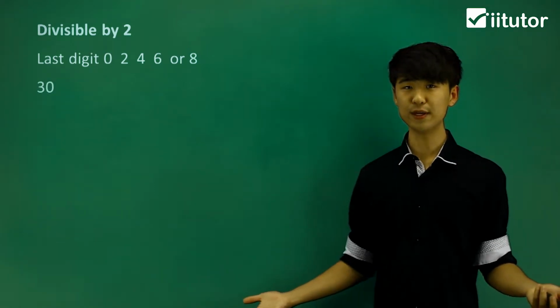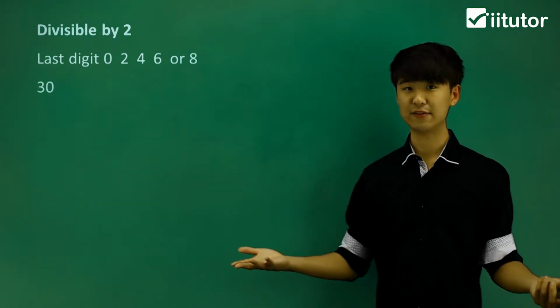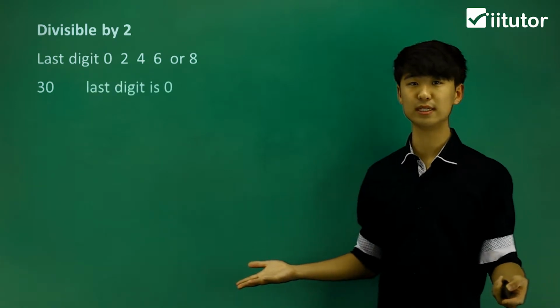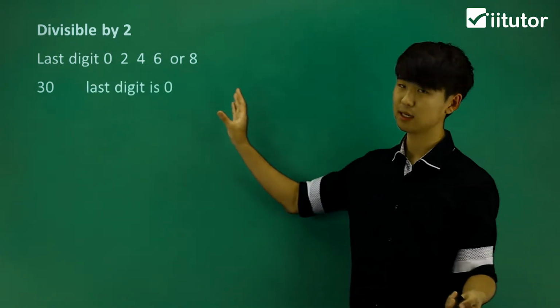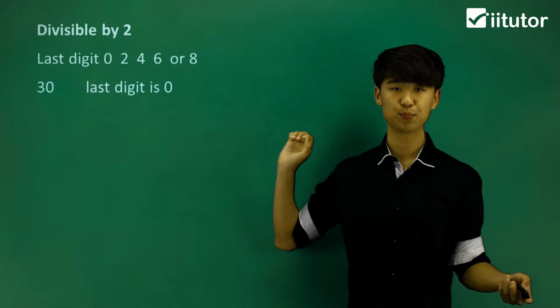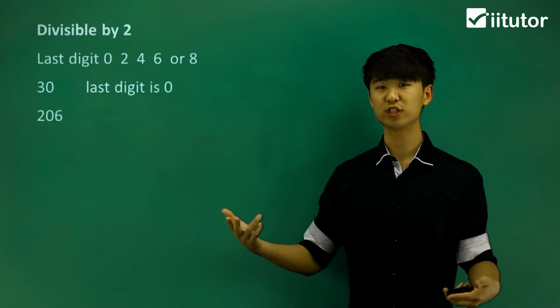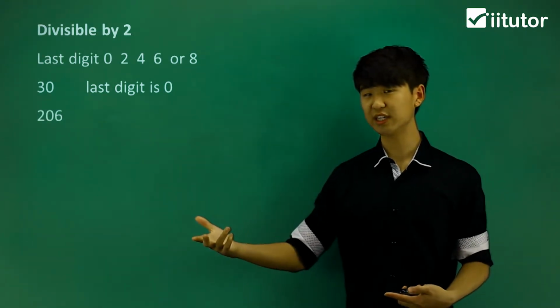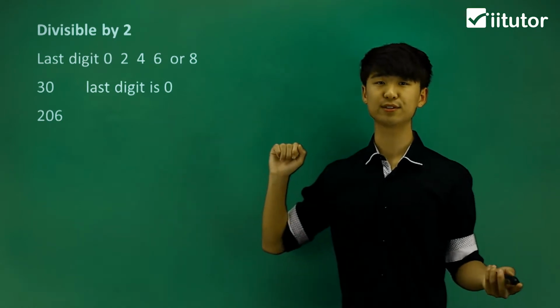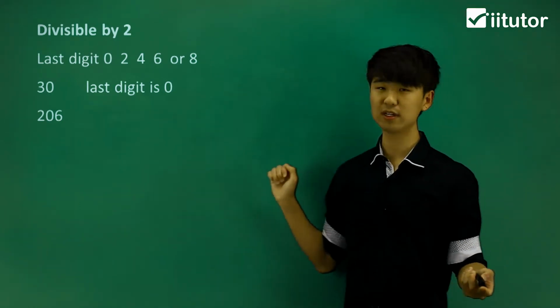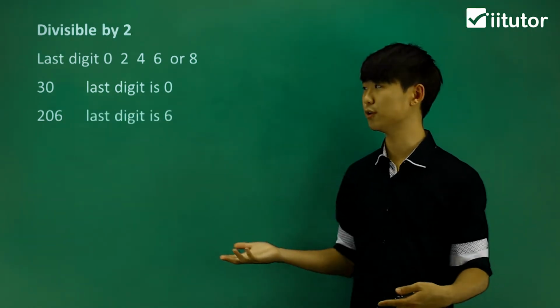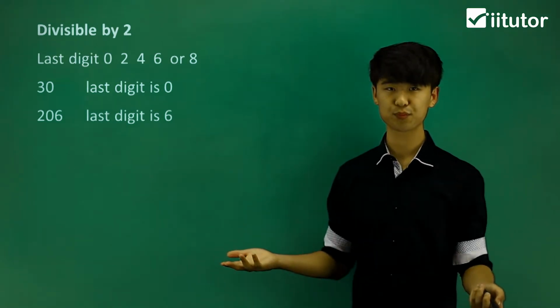So the number 30. Now this is an even number and the last digit is 0, so this is divisible by 2. Now another one, 206. The last digit again is 6, which is again one of our even numbers, so 206 is also divisible by 2.